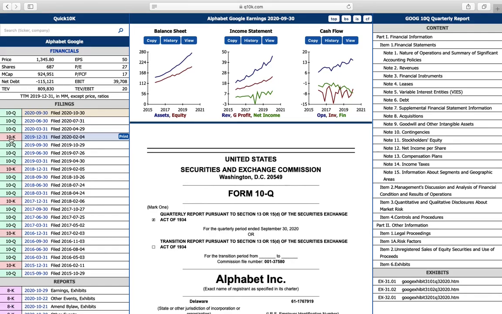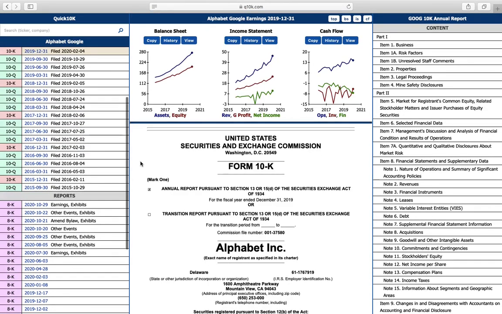So the last annual report that Google filed was in 2019, and you can access it right here. You can click it and it will bring up the 10K that was filed in 2019.